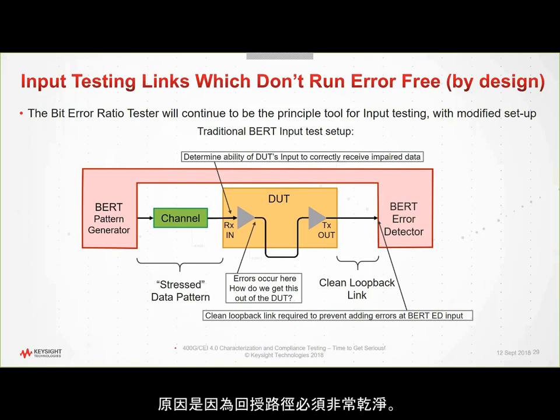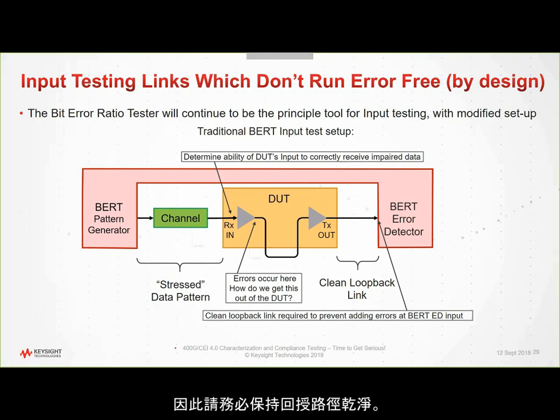And the reason is that the loopback path has to be clean. As I said, it's a short cable, and any corruption in that can introduce errors at the input of the error detector. And if we have errors occurring at the input of the error detector, then those will be added to the errors that we're trying to measure from the receiver of the device under test.